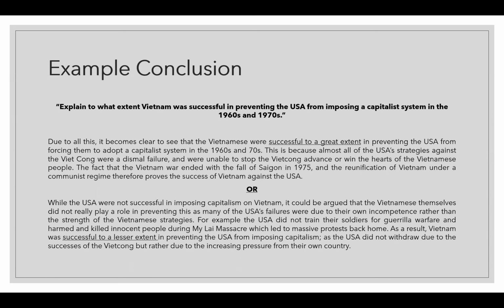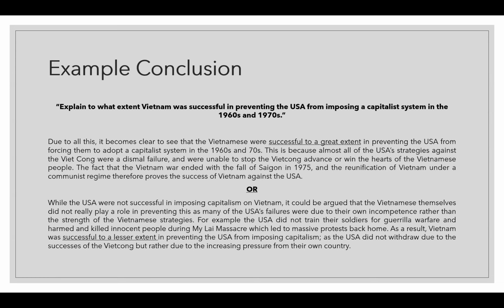It says, due to all this, it becomes clear to see that the Vietnamese were successful to a great extent in preventing the USA from forcing them to adopt a capitalist system in the 1960s and 70s. This is because almost all of the USA strategies against the Viet Cong were a dismal failure and were unable to stop the Viet Cong advance or win the hearts of the Vietnamese people. The fact that the Vietnam War ended with the fall of Saigon in 1975 and the reunification of Vietnam under a communist regime therefore proves the success of Vietnam against the USA.